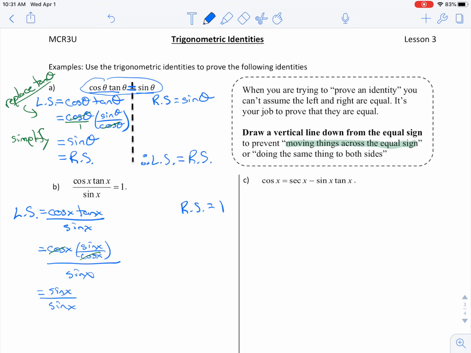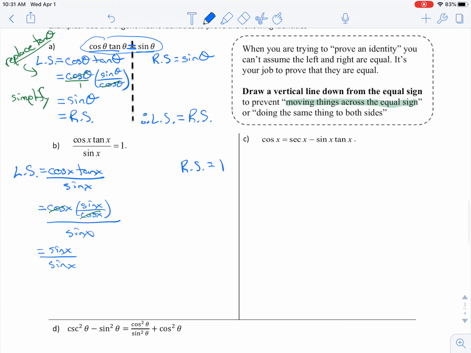It's always good to just glance over to the other side and ask what am I trying to get this to? Obviously we're looking there and it's just 1. And sine x over sine x is equal to 1. So that equals the right side, and that's our last step. We say, therefore, left side equals right side.